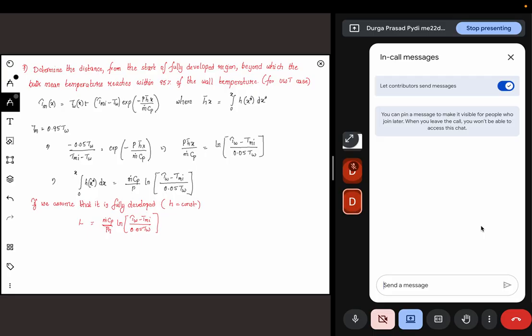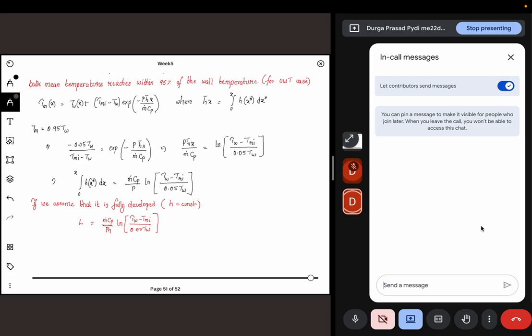From an engineering point of view, why is this length important? Depending on whatever accuracy you have, there is no point in having the length of your channel be higher than this length, because anyway it reaches 95% of the wall temperature. Beyond that, the amount of heat addition will be negligible. We will also see what the heat transfer distribution is: what happens to Q_W prime for a constant wall temperature case. Questions like this will be answered next week.